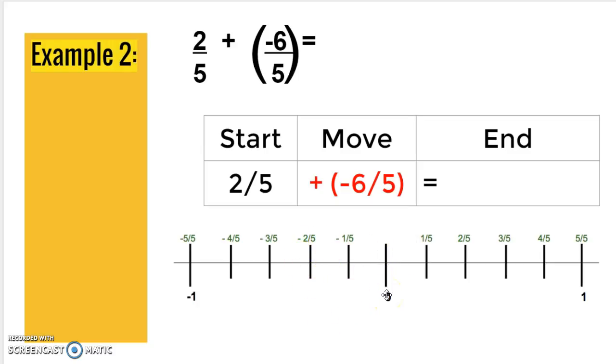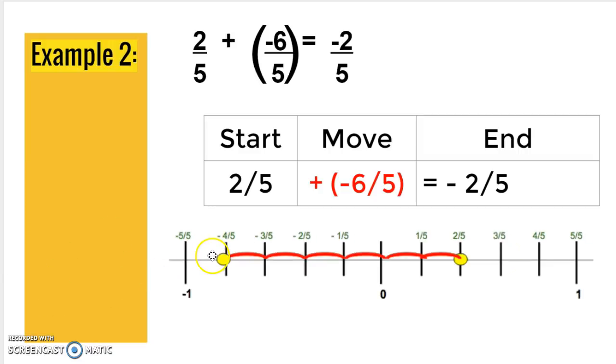Well, again, look at the whole. Here it's fifths, and if we look here from 0 to 1, this segment is broken up into 1, 2, 3, 4, 5 pieces. So it's broken up into fifths. So every time I move a space, it's 1/5, like 1/5, 2/5, 3/5, and so on.